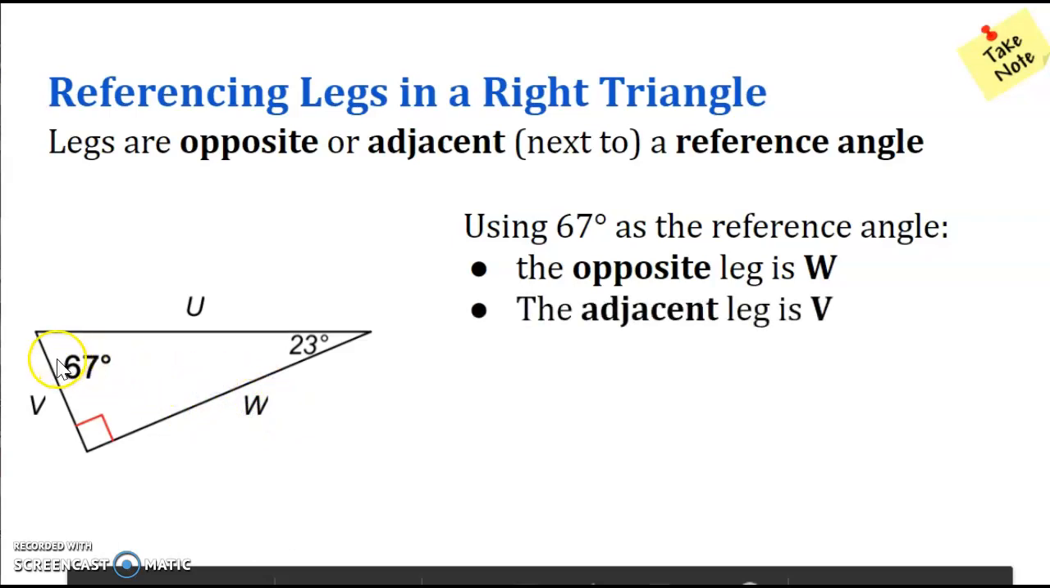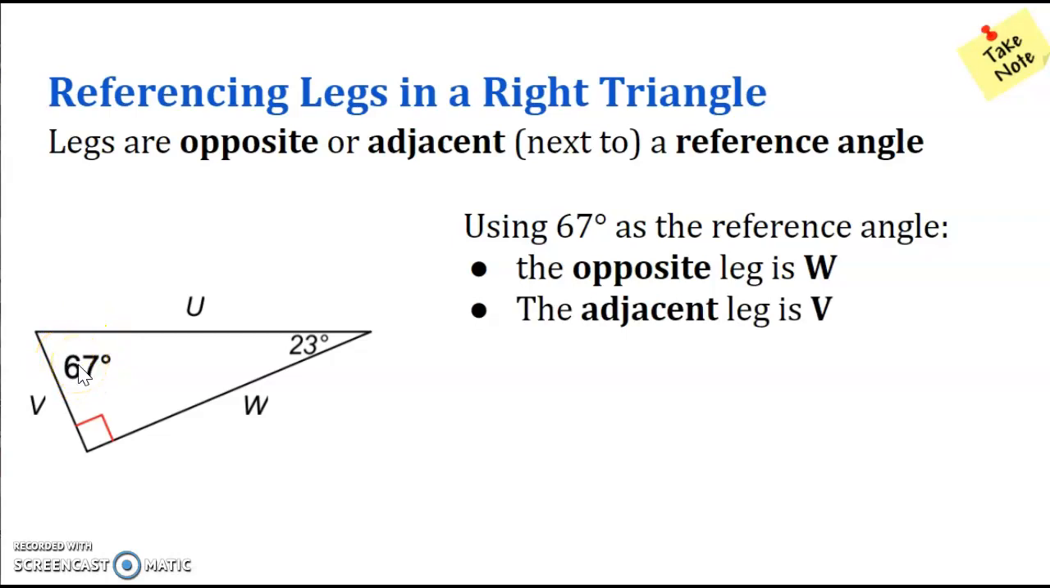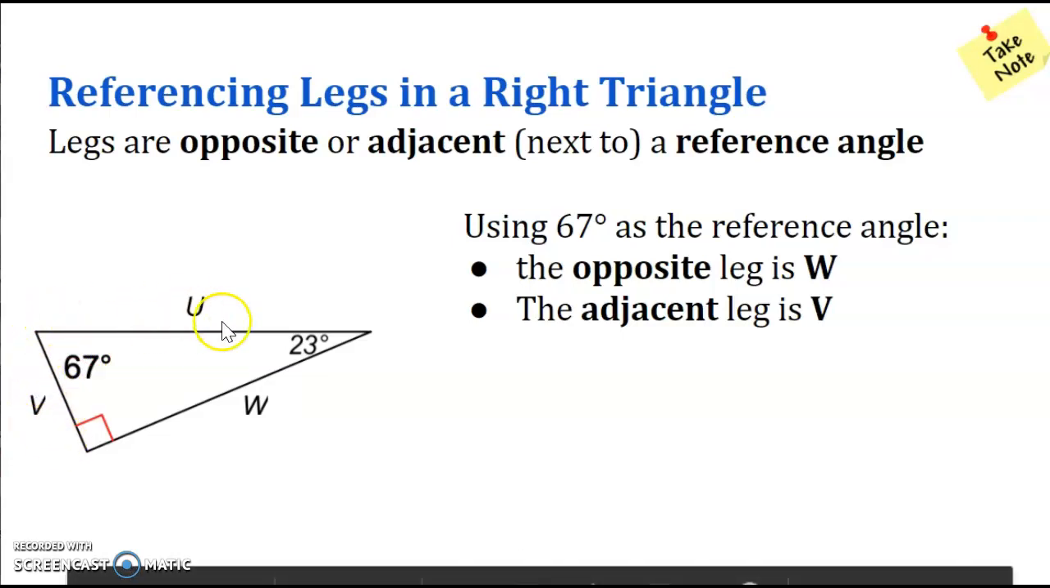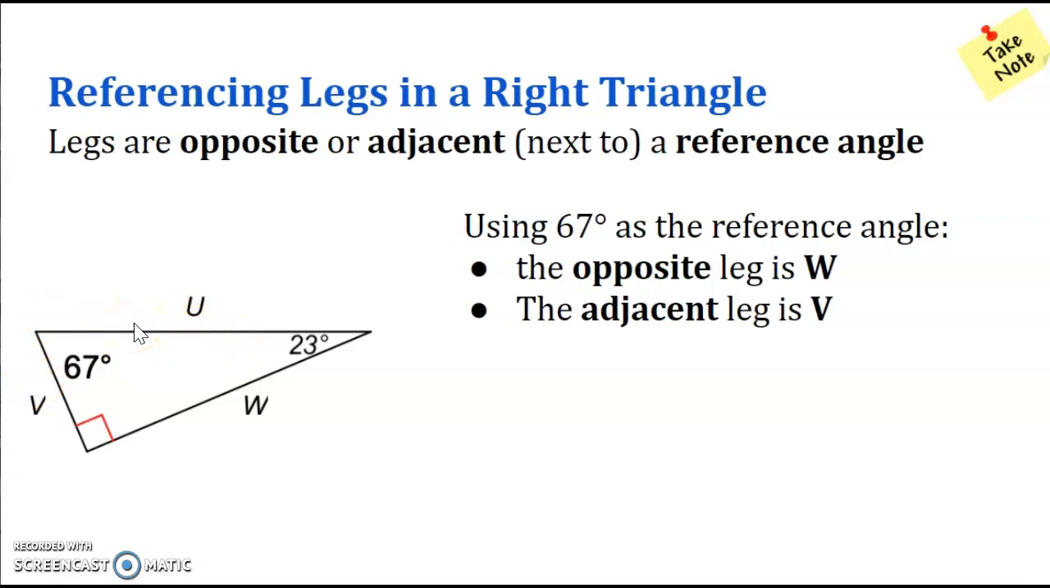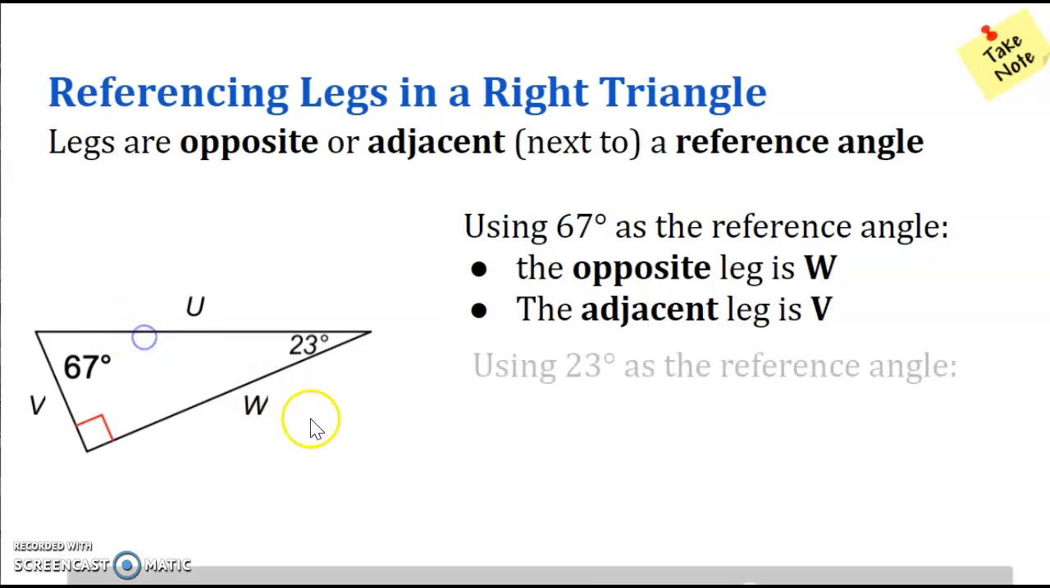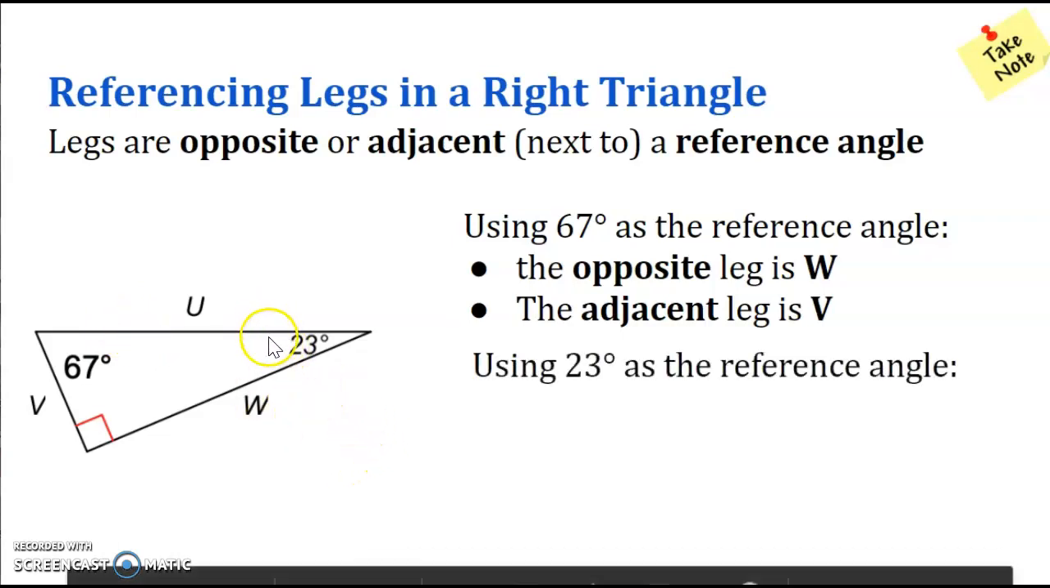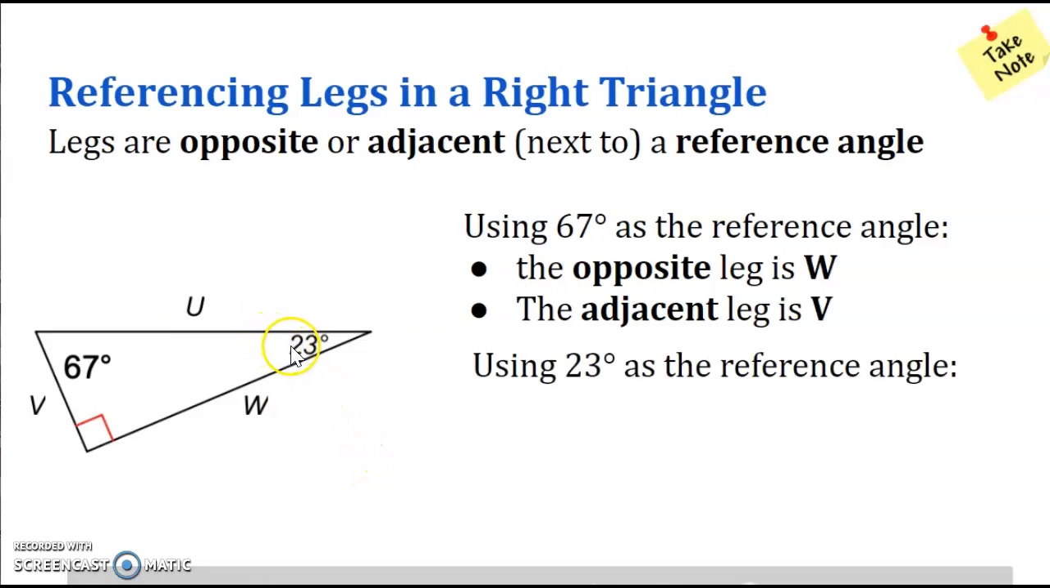In contrast, from the angle 67, the adjacent leg, that means the leg that is right next to. Okay, what is the leg that is right next to? It is the leg V. U is the hypotenuse, so it's not a leg. It's neither opposite nor adjacent. It's just the hypotenuse.